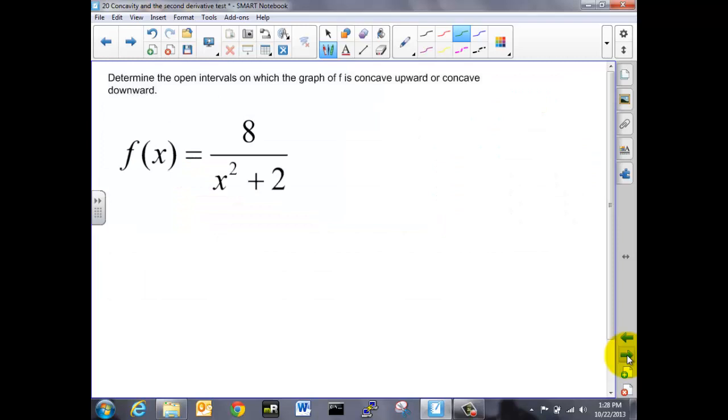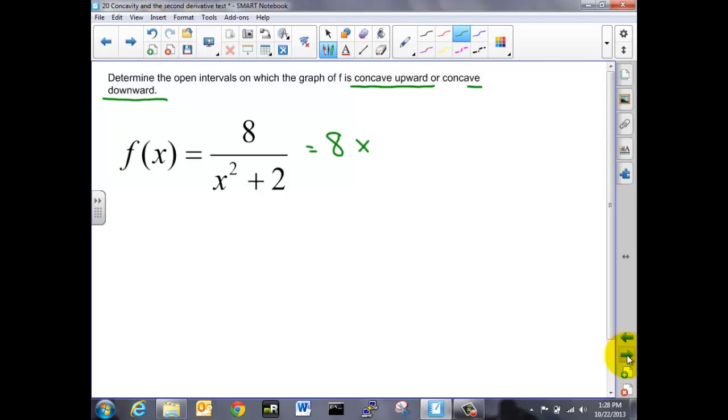Determine the open interval on which the graph is concave up or concave down. We're going to talk about that here in just a second. So tell me what we've got to do. Find the first derivative. And then what have we got to do? Find the second derivative.